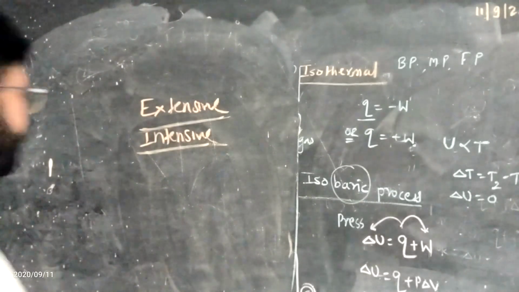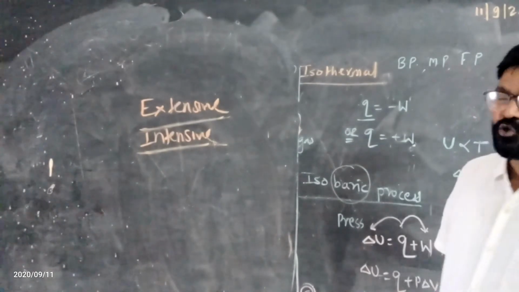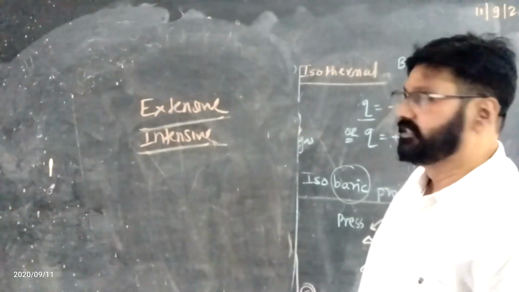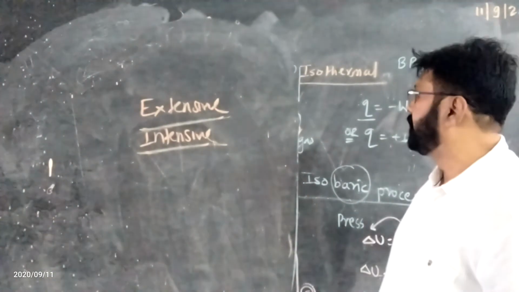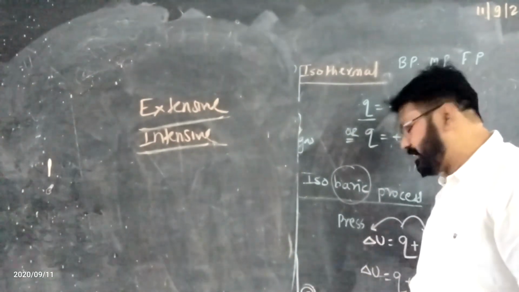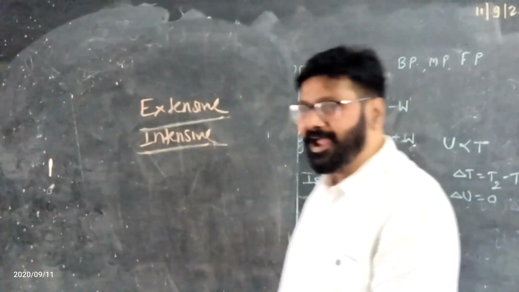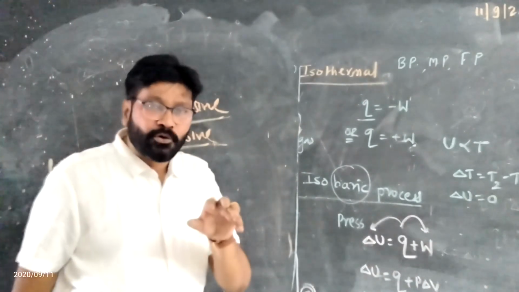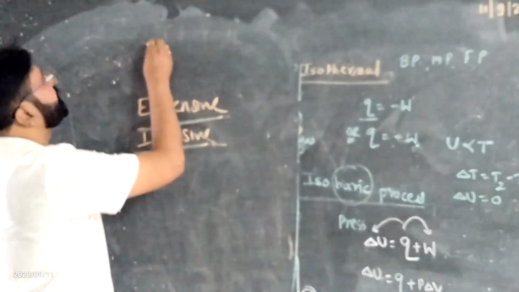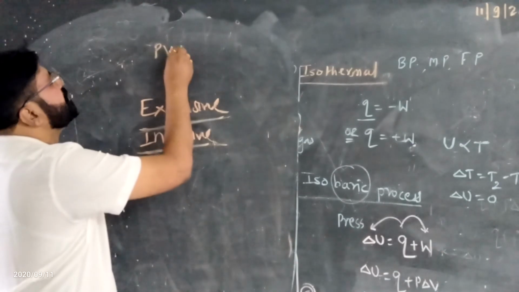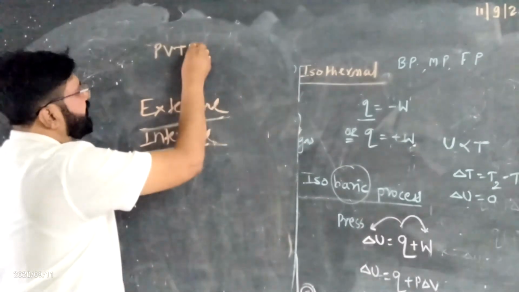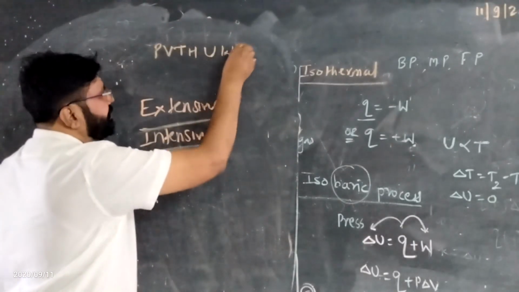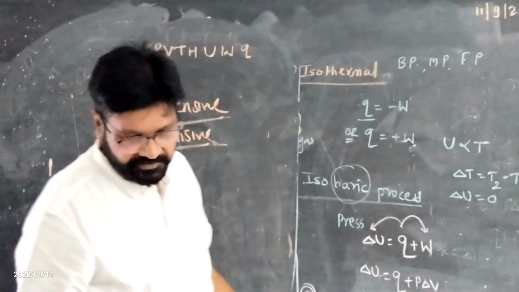Last period we completed types of process on the basis of thermodynamic properties, that is macroscopic properties of the system: isothermal, isobaric, isochoric and adiabatic process. Then these macroscopic properties like pressure, volume, temperature, enthalpy, internal energy, work done and amount of heat.